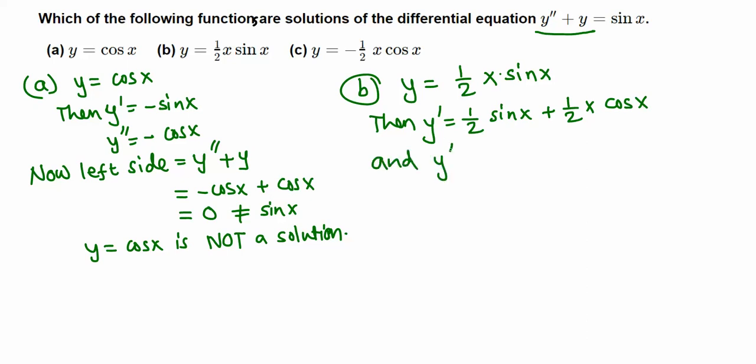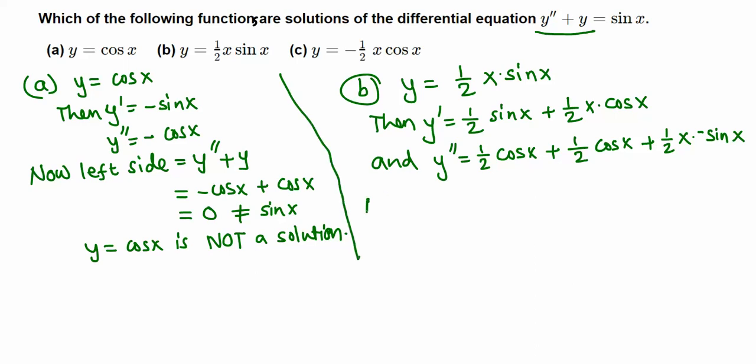And we need to find the second derivative. So 1/2 times sine x, so 1/2 is constant, that survives, and derivative of sine x is cosine x. Plus here again we've got a product of two functions, so we need to use the product rule. So derivative of 1/2 x is 1/2 and cosine x plus 1/2 x times derivative of cosine, which is negative sine x. Okay, now let me separate.